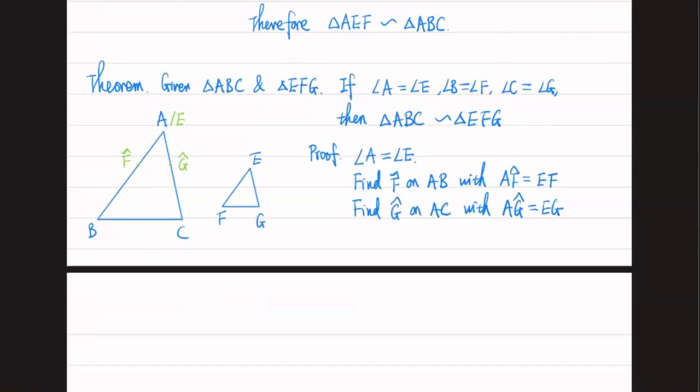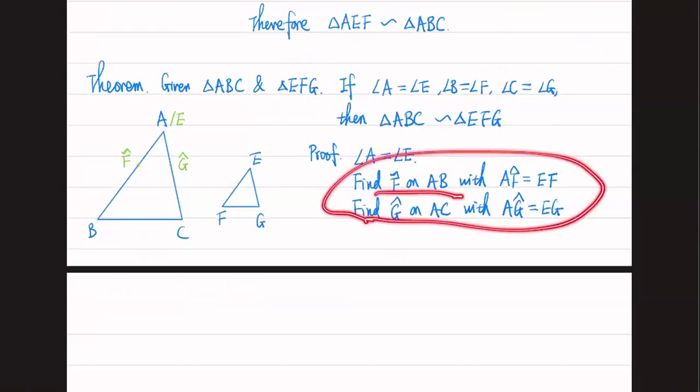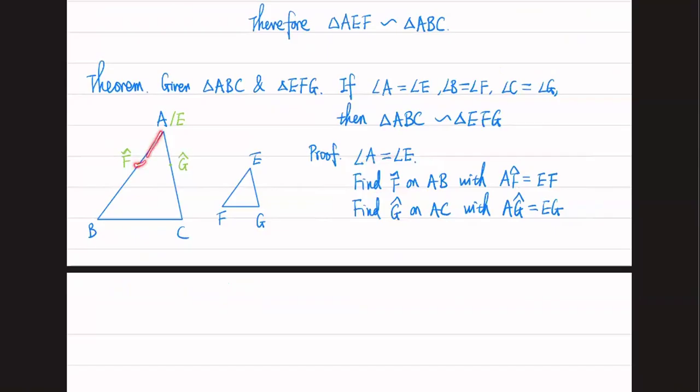Okay, so this can always be done. We can find a point such that they have the same length. So we found the 2 points. Next, we will connect the 2 points.